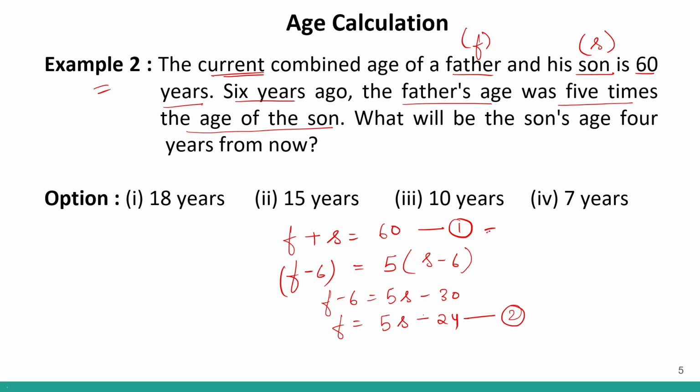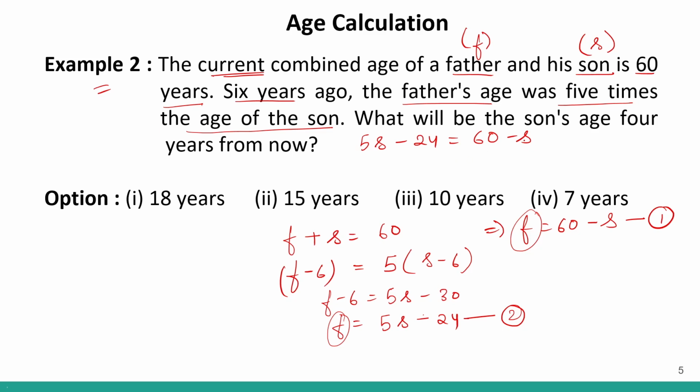Now, if I simplify equation number 1, I can say that F is 60 minus S. Correct? This will be my new equation number 1. I have basically simplified this equation. If I look at equation number 1 and equation number 2, I can see both of them represent the value of F. So, I can say that 5S minus 24 equals 60 minus S. Correct? If I take S over here, it will be 5S plus S, 6S. And if I take 24 over here, it will be 60 plus 24, which is 84.